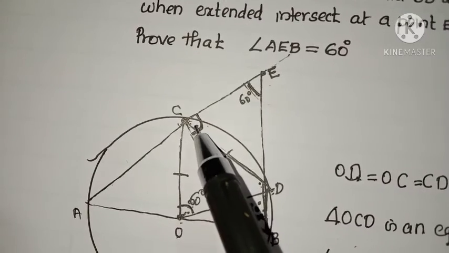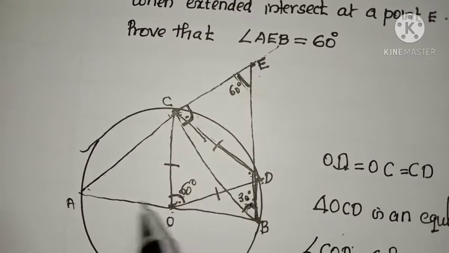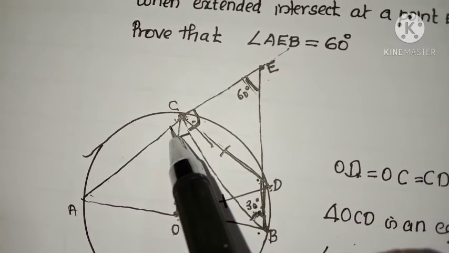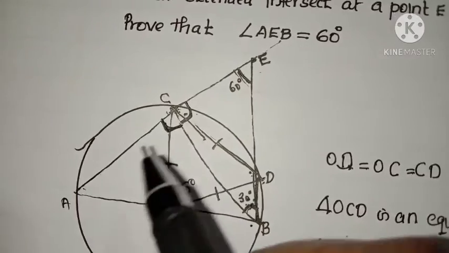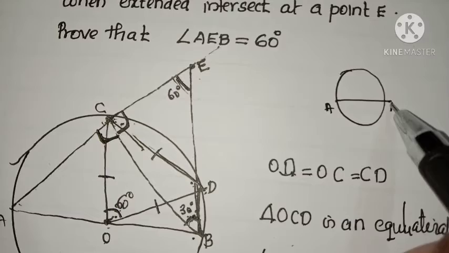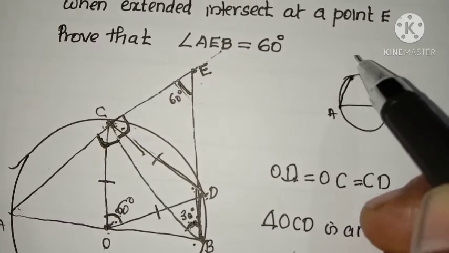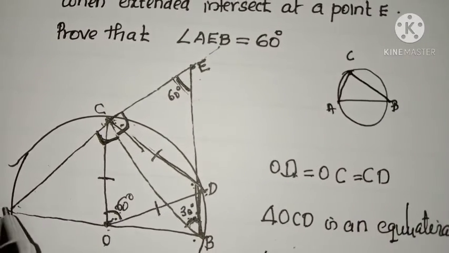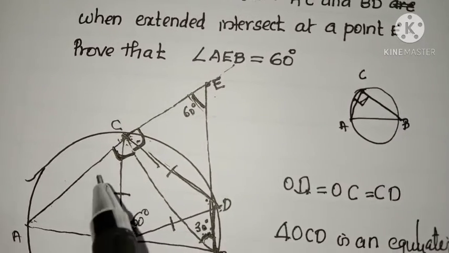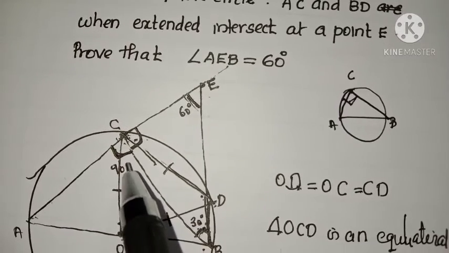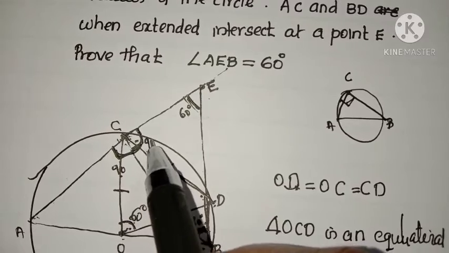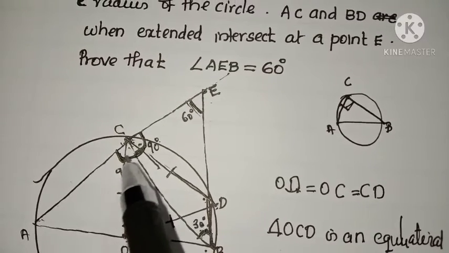What about angle C? AB is the diameter. What is angle ACB? Don't be confused. AB is the diameter, and angle ACB is the angle in the semicircle, which is 90 degrees. So this angle is definitely 90 degrees because of the linear pair.